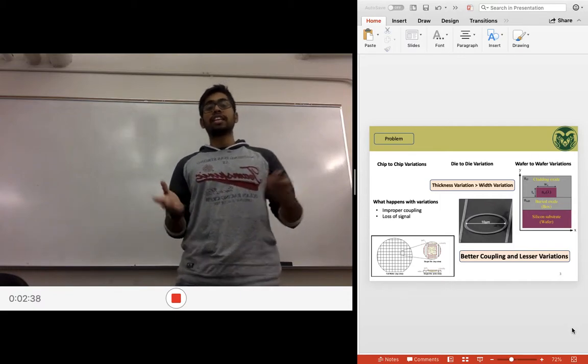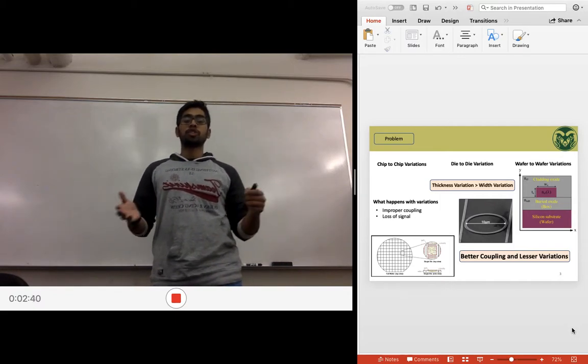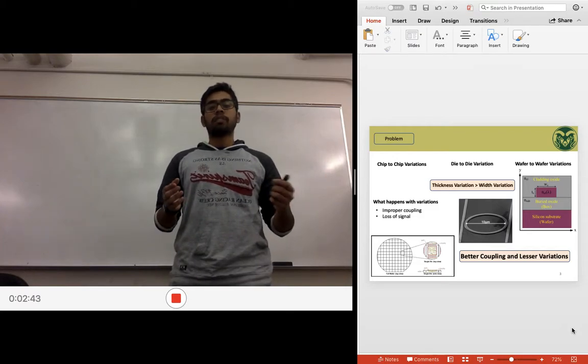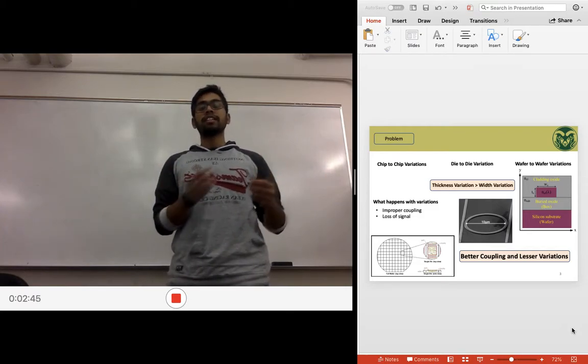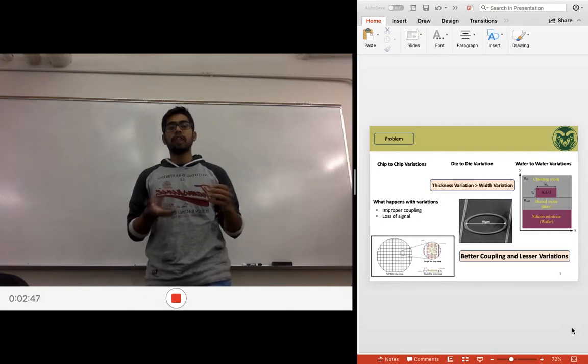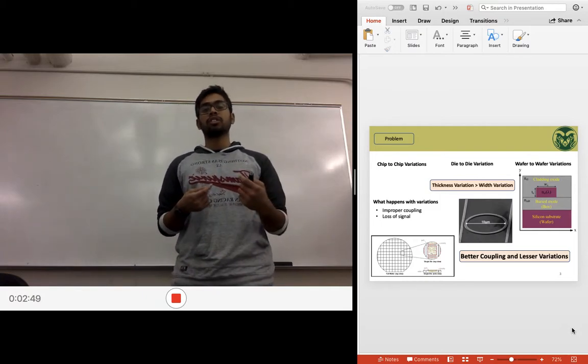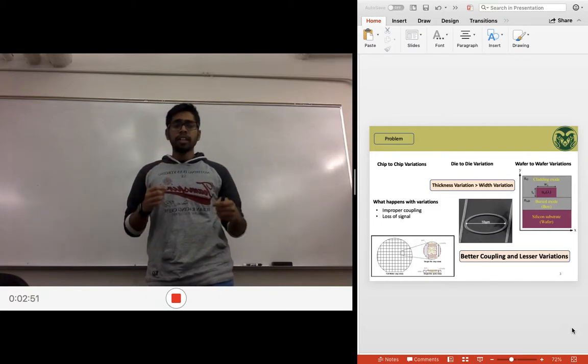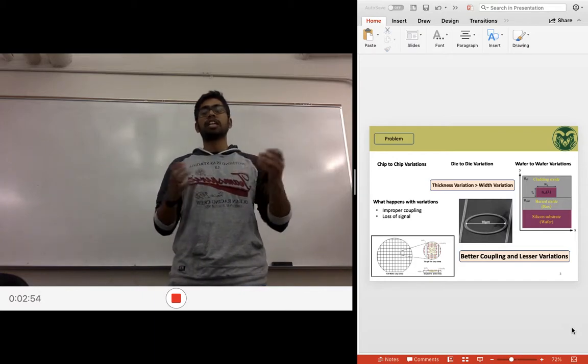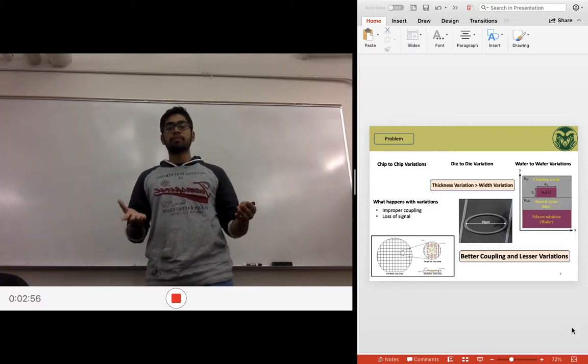Now, what kind of variations am I talking about? The first is the thickness variation, which is shown in the rightmost figure, and the width variation. The thickness is the height kind of thing that you see, and width is the breadth kind of thing that you see in the figure. Now, these variations pose a lot of problems, as I've mentioned before.